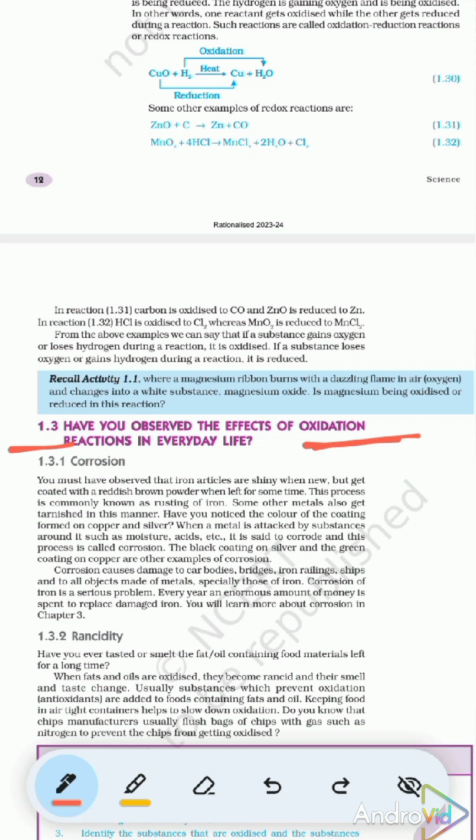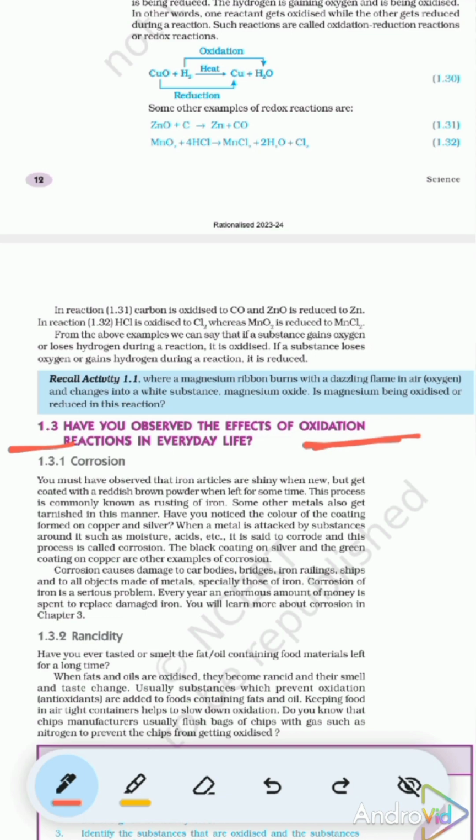1.3.1 Corrosion. You must have observed that iron articles, which are very shiny when new, soon get coated with some reddish brown powder when left for some time. This is commonly called rusting of iron. So this is the definition for rusting of iron. And also some other metals get tarnished in the same manner. Similarly, we can see that there is a coating formed on copper or silver.